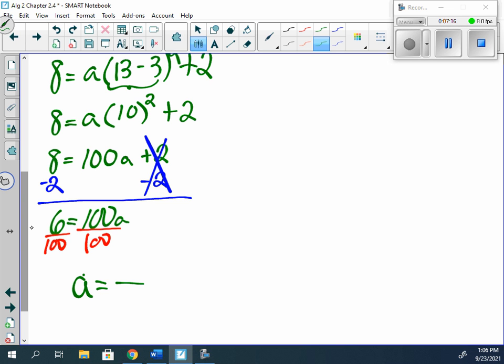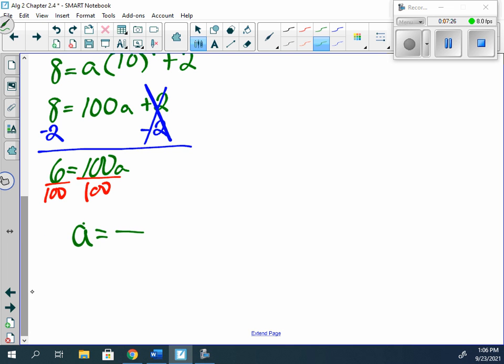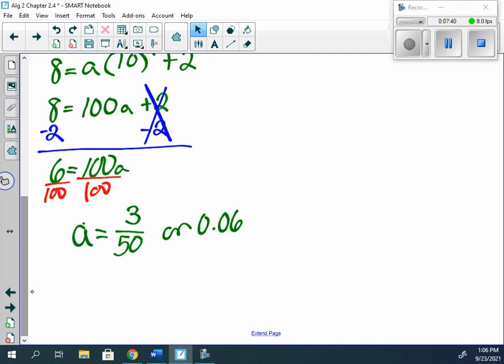Well, we know 6 is not divisible by 100 evenly, because that just won't work. But we can reduce it, because there is a common factor of 2, which would give us 3 over 50, or 0.06. We could take either one of those.